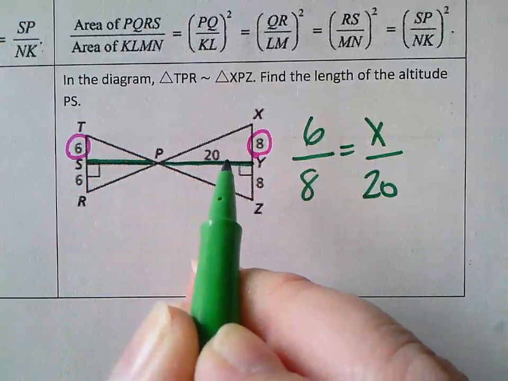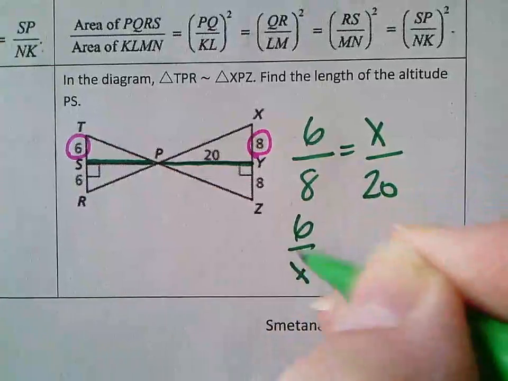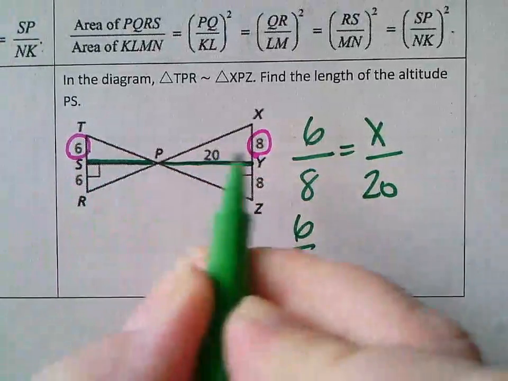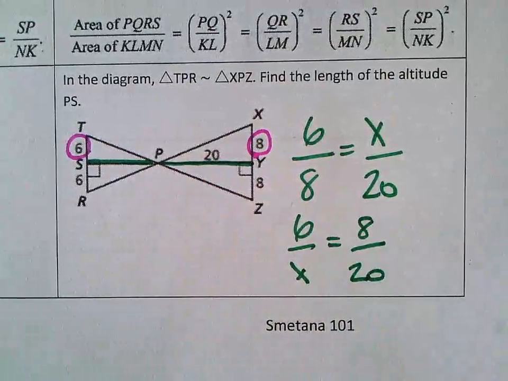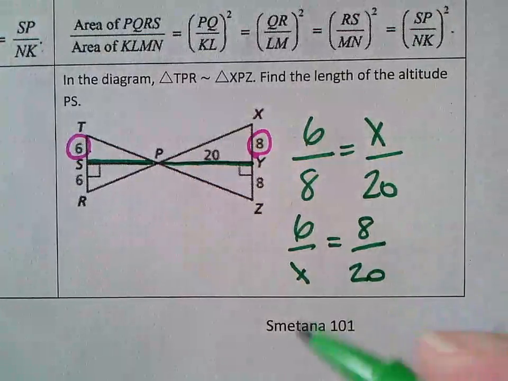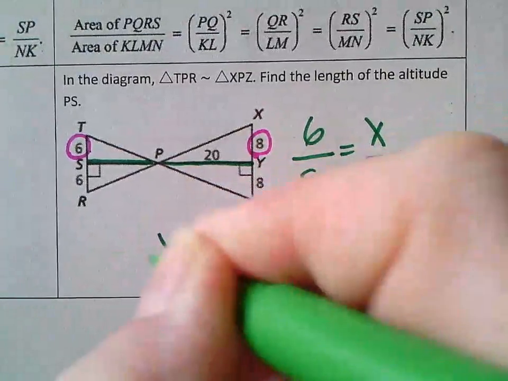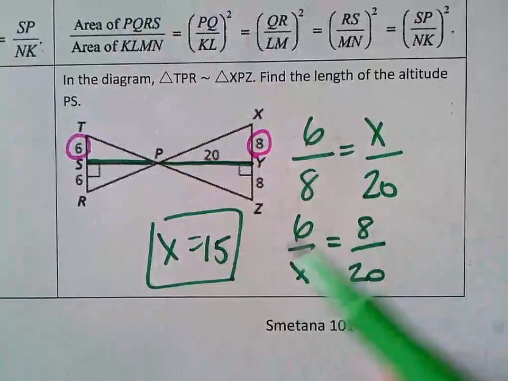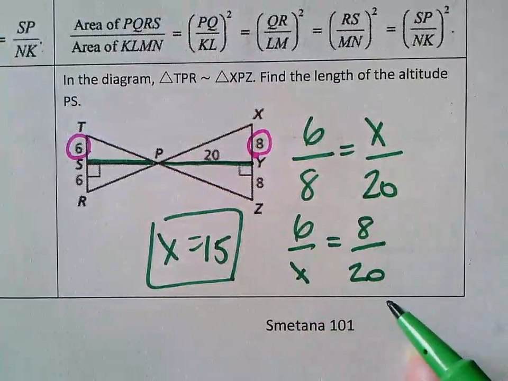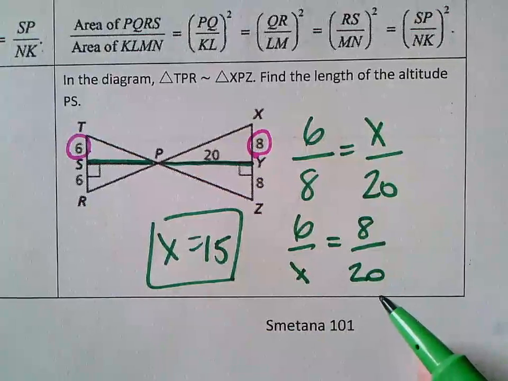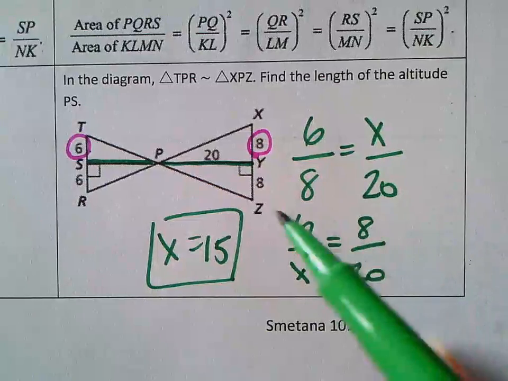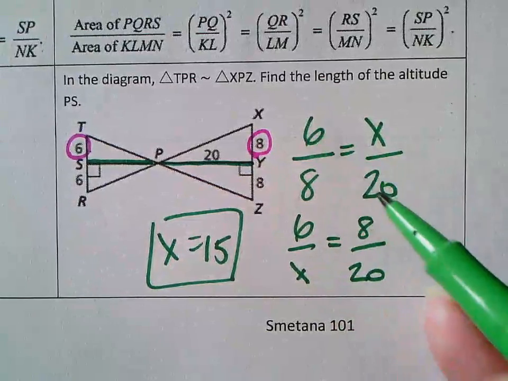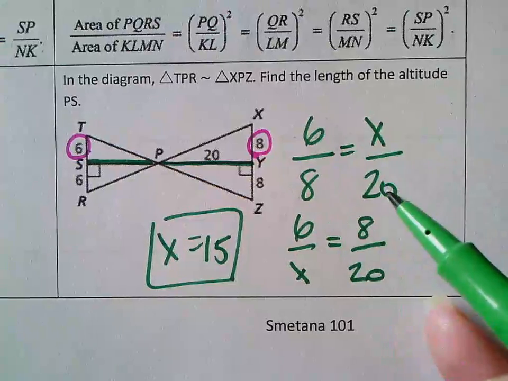Or you could have done 6 over X is equal to 8 over 20. And that would give you the same result. Either way, X equals 15. If you're not sure how I'm getting that, I'm just cross multiplying and dividing. So multiply the two numbers that you can, divide by the third.